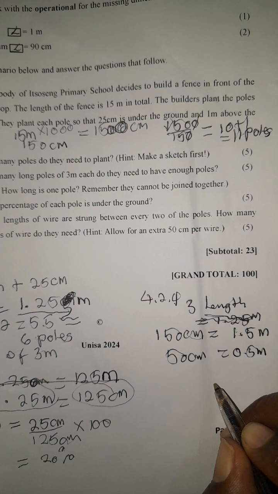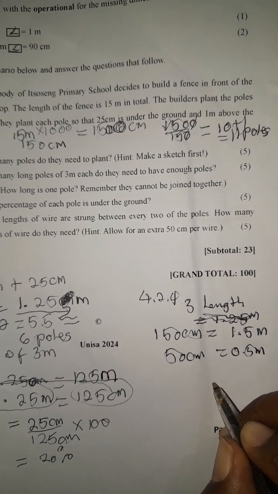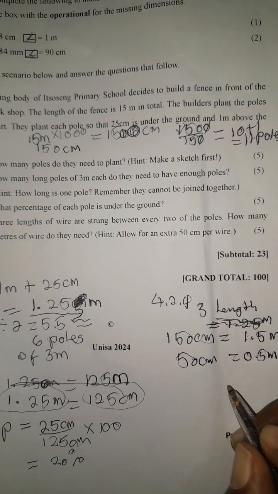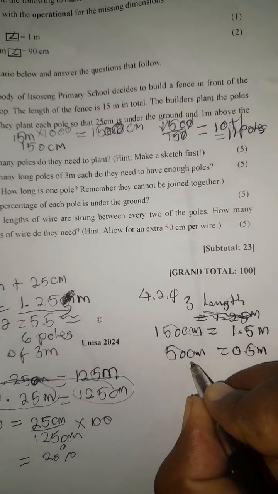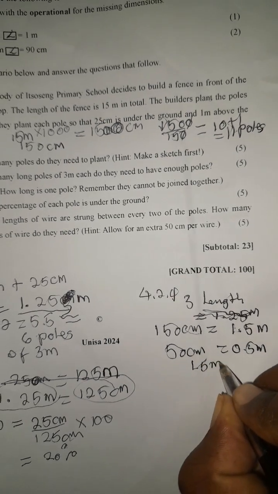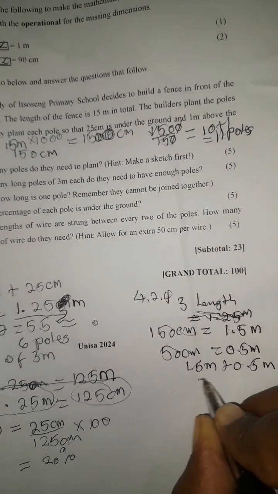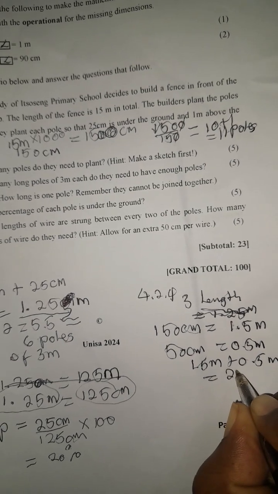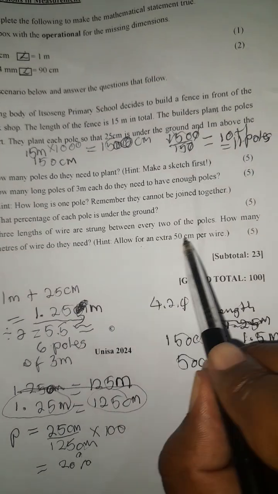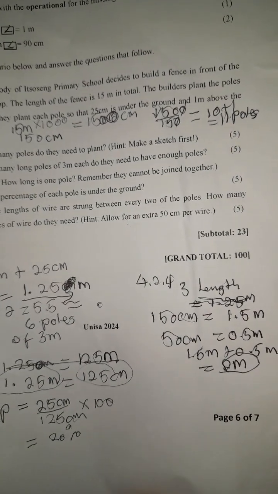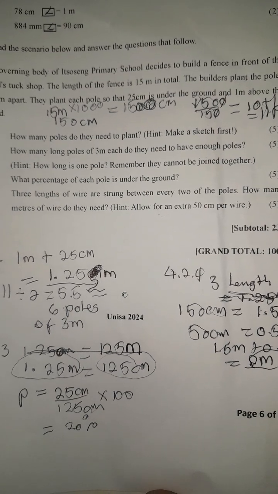Now we need to find the total wire per section. To find the total wire per section, let's take this 1.5 and add 0.5 meter. So that will give us 2 meter. So we already have 2 meter from this extra centimeter per wire. But we're not done. We need to find the total wire.